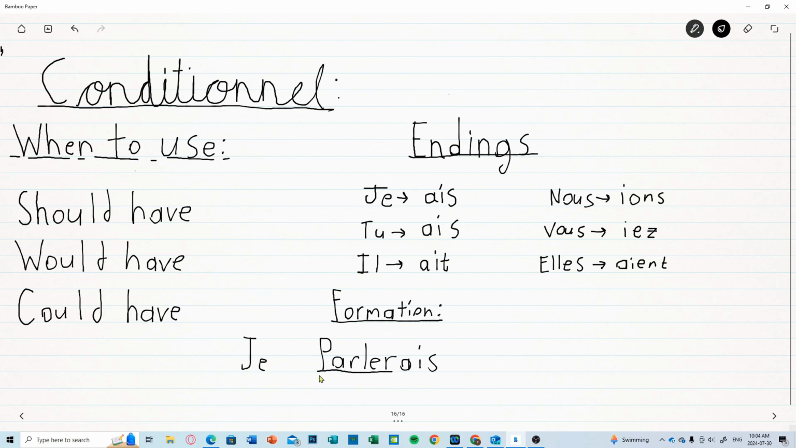You never have to change this unless it's an irregular verb, which we'll go over later, but it's just like future. Have the infinitive of the verb, and then add your ending to it.